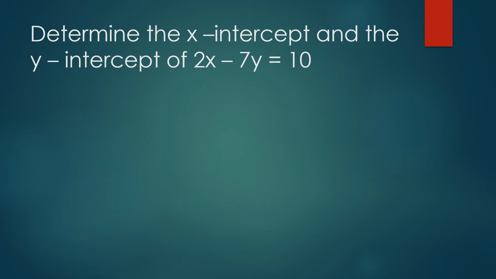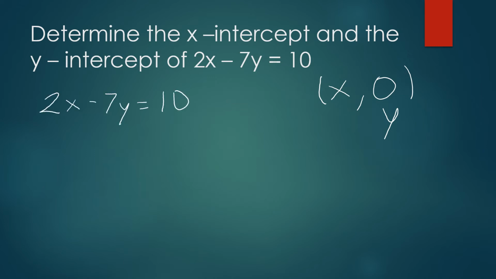Now we're going to find the x-intercept. So again, the x-intercept is (x, 0), where this time the y is 0. So write down our equation, 2x minus 7y equals 10. 2x minus 7 times 0, because I substituted my 0 for my y. Now again, negative 7 times 0 gives us 0, so I don't have to worry about it anymore.